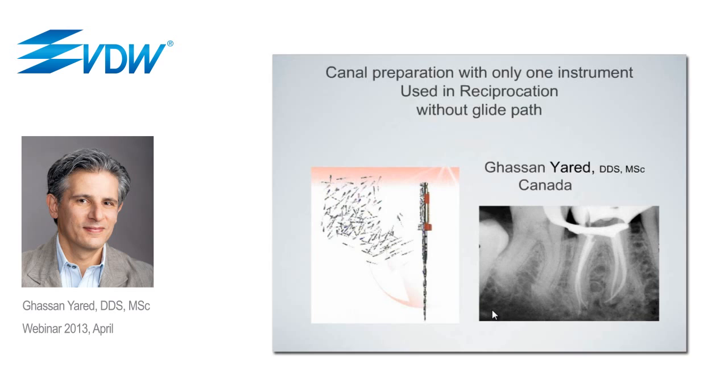So you can see on this slide this molar with 4 canals. These canals were prepared with only one instrument used in reciprocation, and again here without any prior hand filing and without creating a glide path.